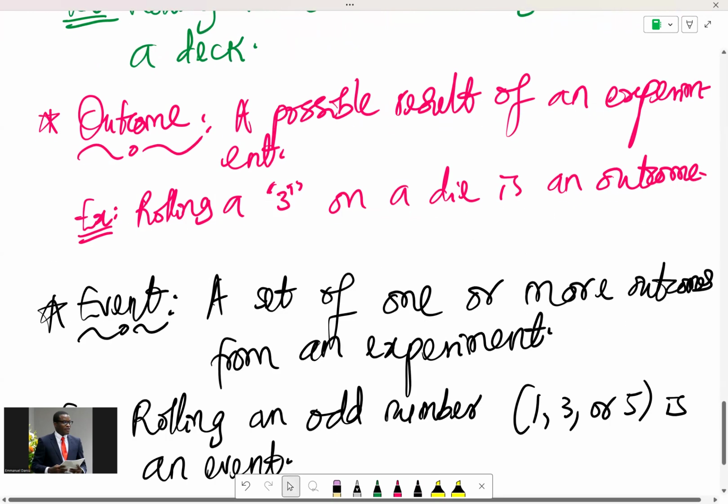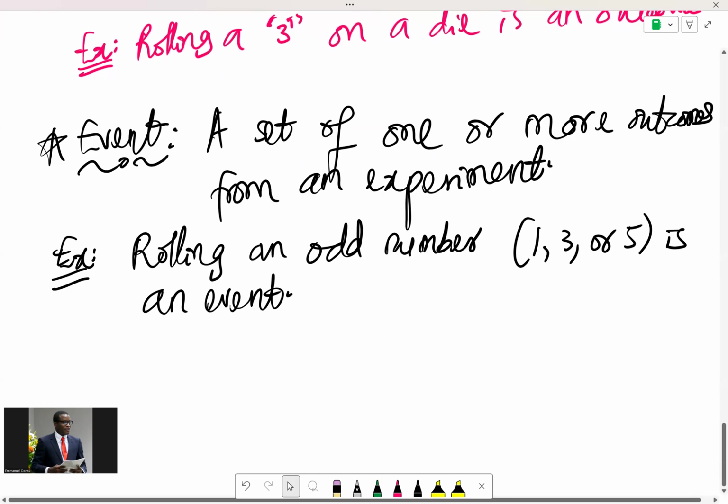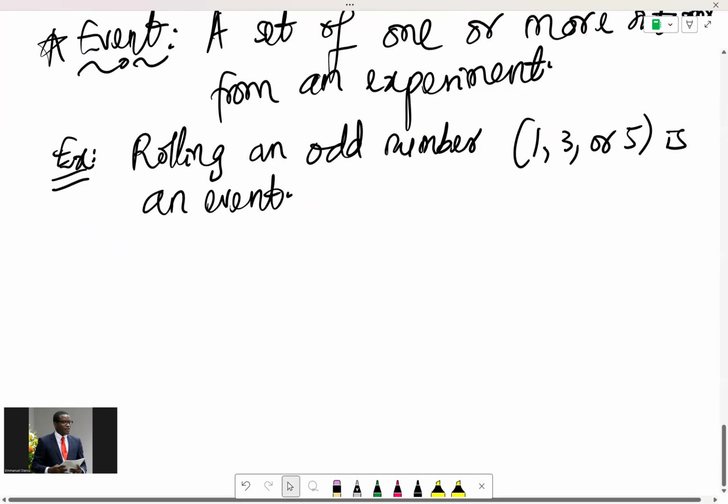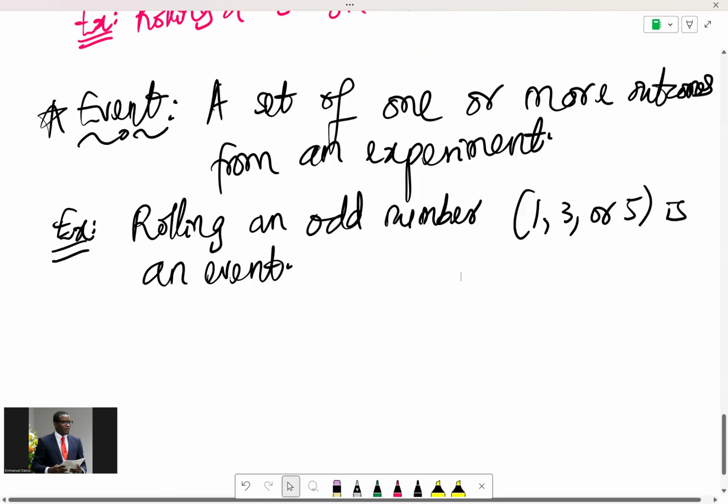So an outcome is just a result of an experiment, but an event is a set of one or more outcomes from an experiment, like rolling an odd number, which is 1, 3, or 5, or rolling a perfect square, which is 1 and 4, or rolling an even number like 2, 4, 6. Those are all events. Now, let's talk about sample space.